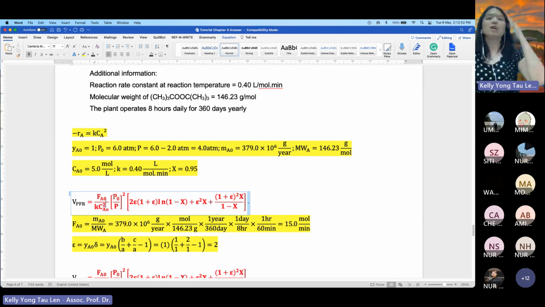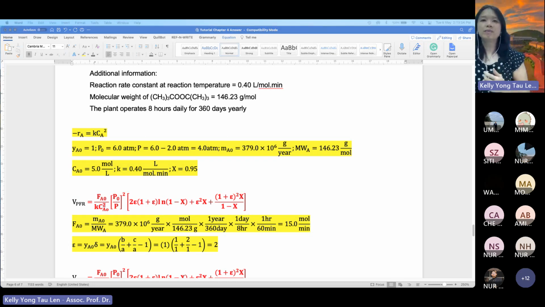Then next one, P0 is 6. P is 4 sebab dia ada pressure drop of 2 atm. So 6, 4. Okay, katakanlah soalan tu kata ada pressure drop 2 atm. So maksudnya kalau ada kejatuhan tekanan kepada 2 atm, maksudnya P kamu adalah 2 atm.